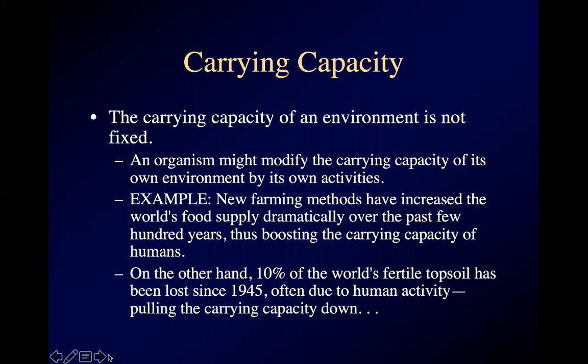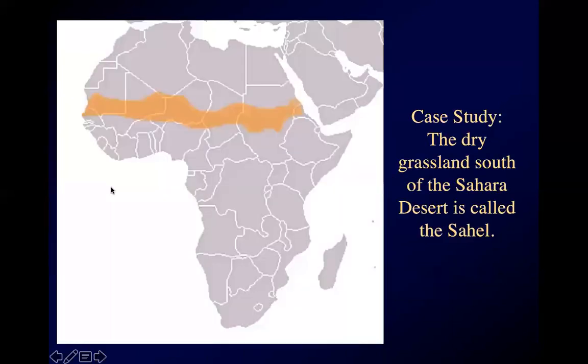Often that's due to erosion, which happens whether we're around or not, but a lot of this has been due to human activity, specifically inefficient farming methods that don't conserve topsoil. That pulls the carrying capacity down.